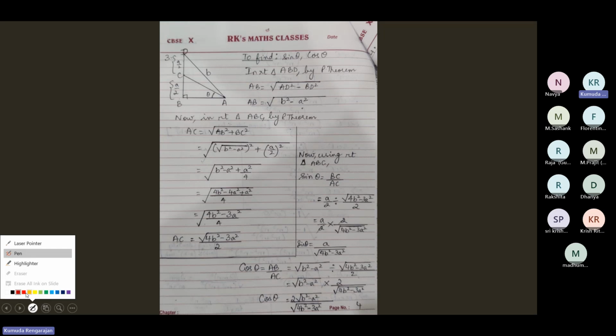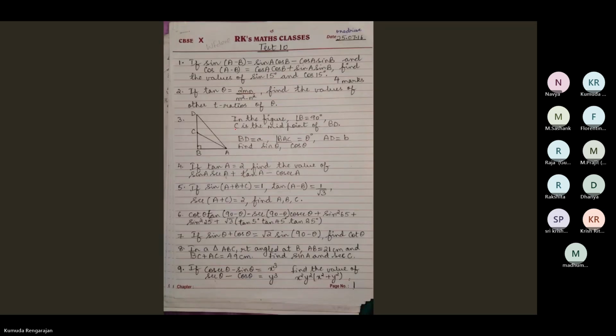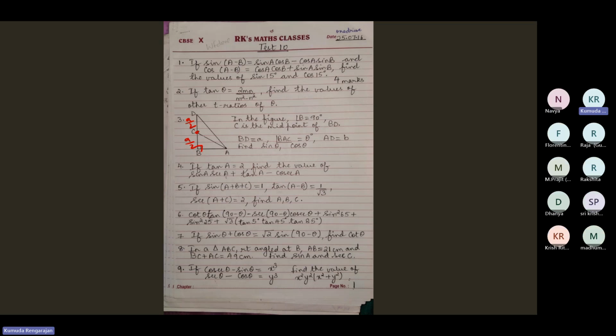In question number 3, angle B is 90 degrees. And this is the midpoint of BD. C is the midpoint. BD is A, the whole thing is A. This is the midpoint, so this will be A by 2, and CD is A by 2. BC is A by 2 because C is the midpoint of BD.